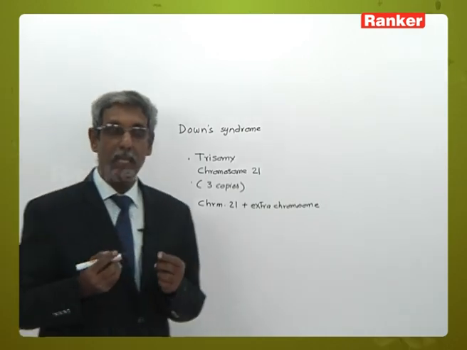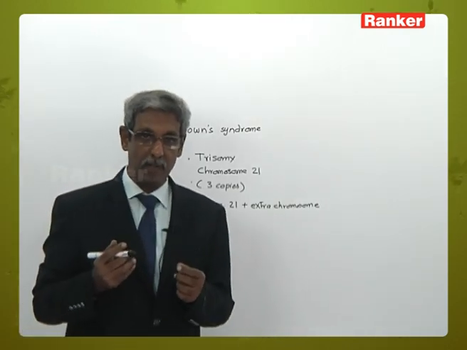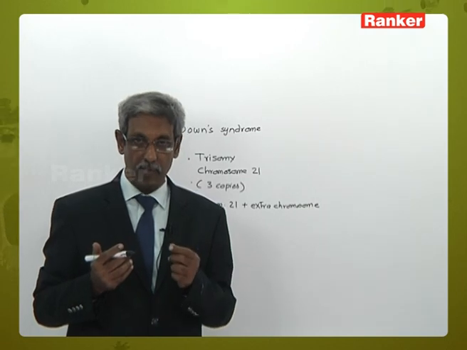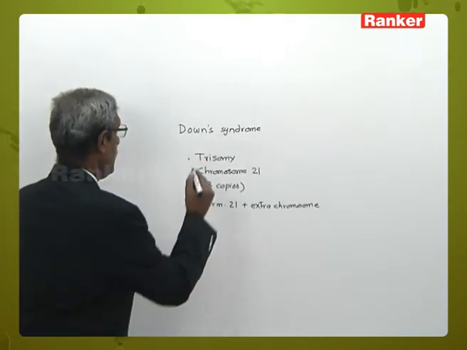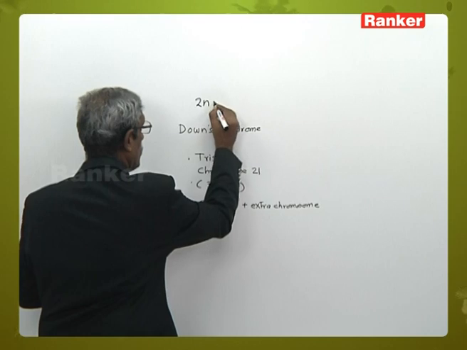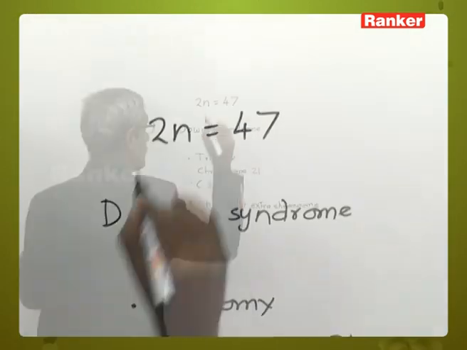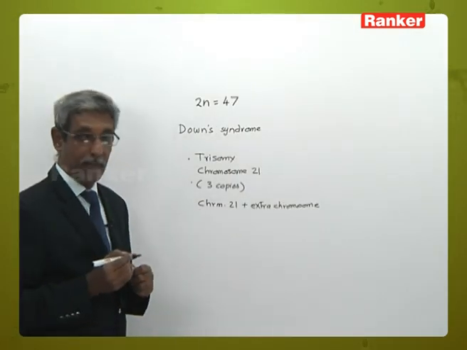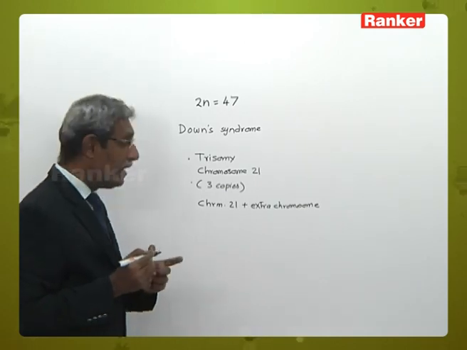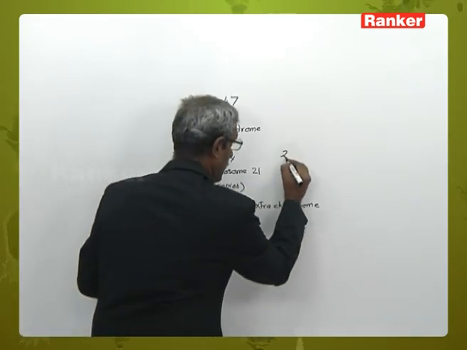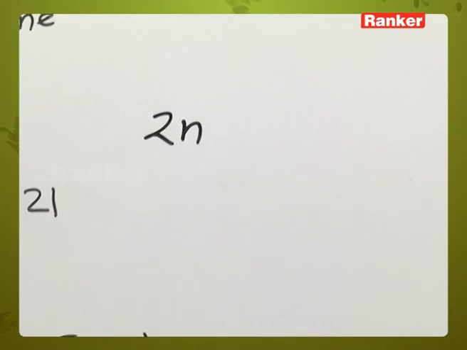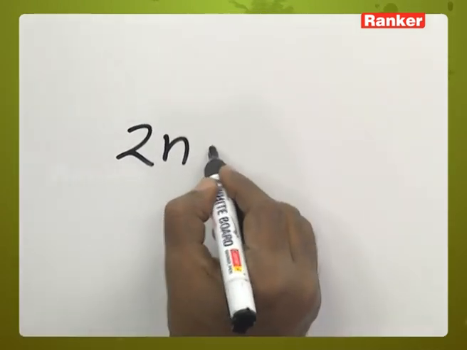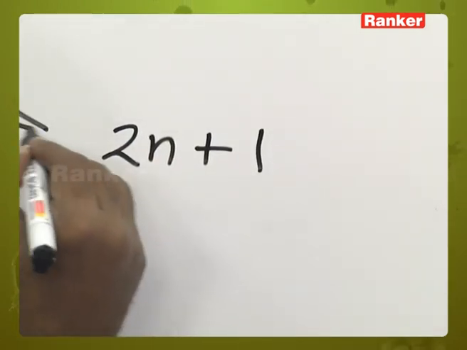Now, normally in any human being we have 46 chromosomes, 2n is equal to 46. So, in Down syndrome it is 2n is equal to 47. Thereby, we understand that the diploid number 2n plus 1 exists in the case of Down syndrome.